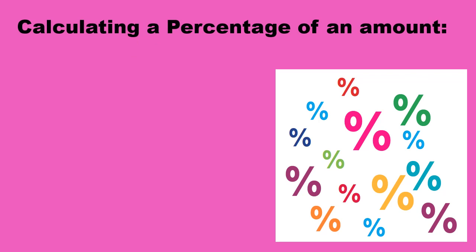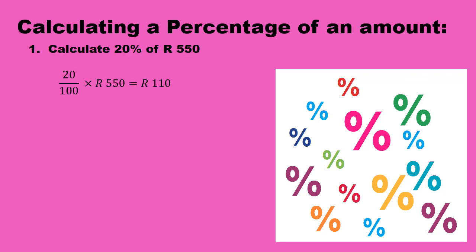Calculating a percentage of an amount. Number 1, calculate 20% of 550 Rand. Of is a times sign. So 20%, how do you write that up as a fraction? You put it over 100. So 20 over 100 of, which is times 550. So 20 divided by 100 times 550 gives you 110 Rand. Obviously, you just use your calculator, you pop that into your calculator, and you get the answer.